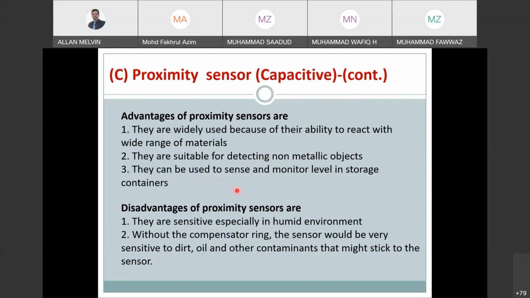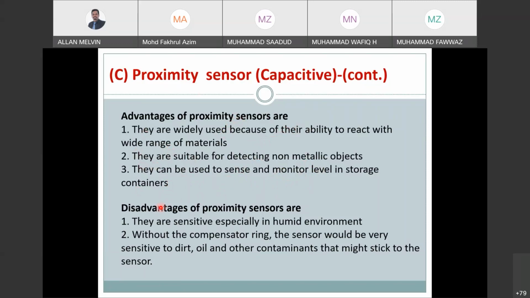They can be used to sense and monitor level in a storage container. So you can detect level. Let's say a bottle, you know, mineral water, see the production line. It will detect when the water reaches the maximum level, then you stop. So for level detection, you can use a capacitive proximity sensor. Okay, so those are some of the advantages.